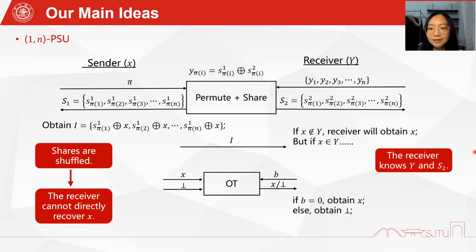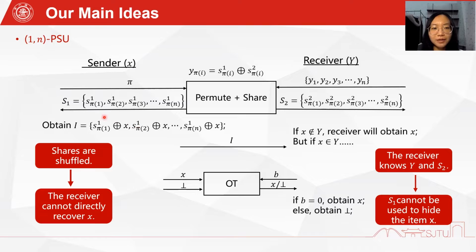If X is in set Y, the receiver knows set Y and share set S2, and these two sets determine the share set S1 obtained by the sender. So S1 cannot be used to hide the item X. Therefore, we need to add some secret key before computing the set I.